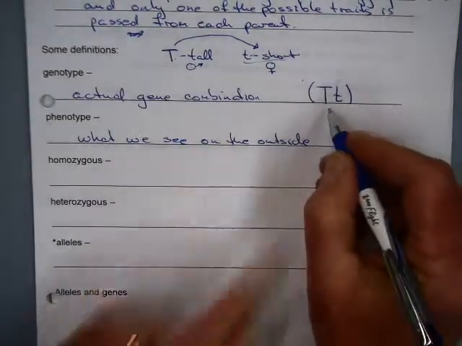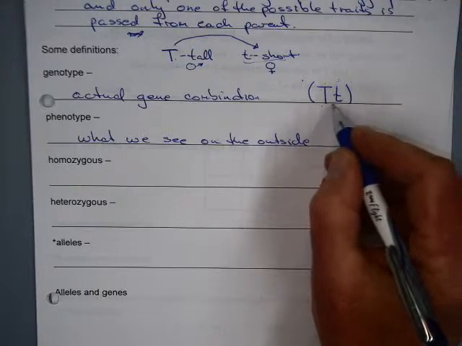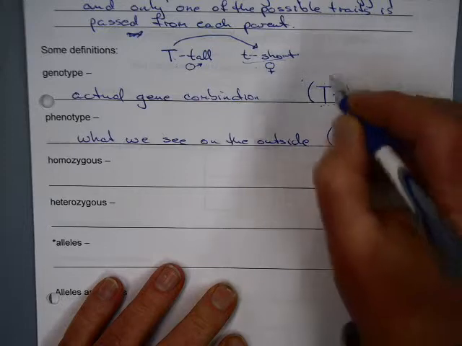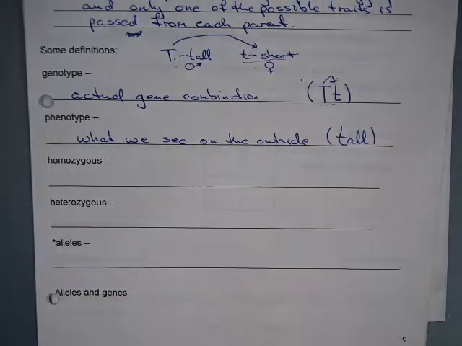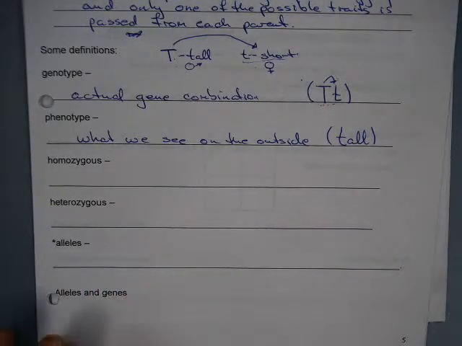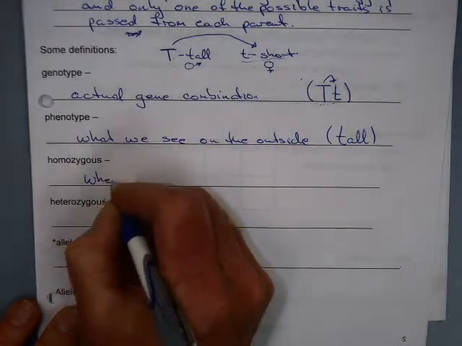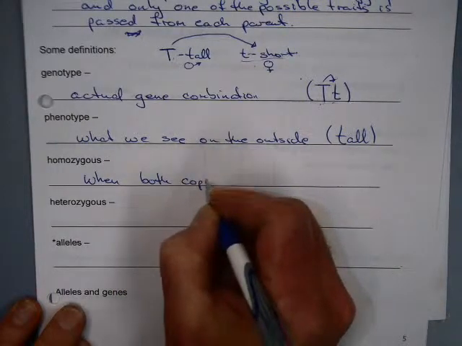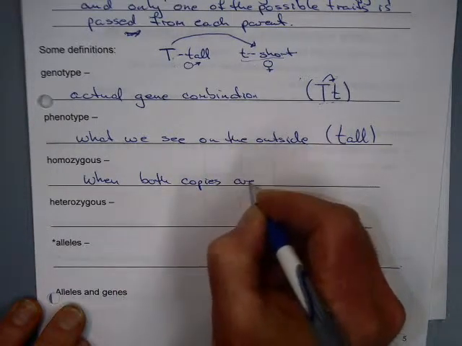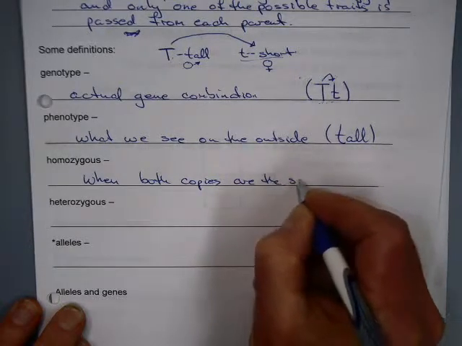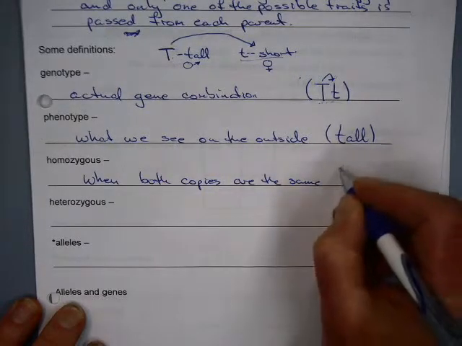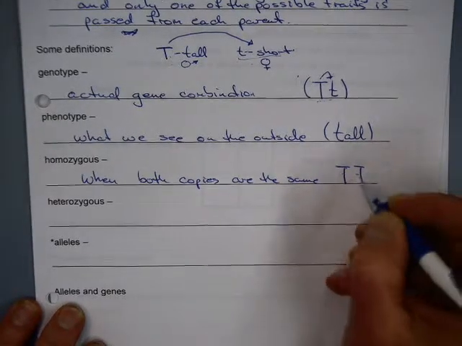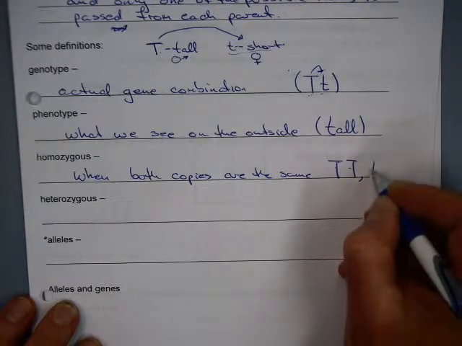Anyway, what we see on the outside: if an individual had these 2 copies, we'd see that this is tall, because this overpowers that. Homozygous is when both copies are the same. In other words, one from father, one from mother, they're both tall like this, or they're both short like that.